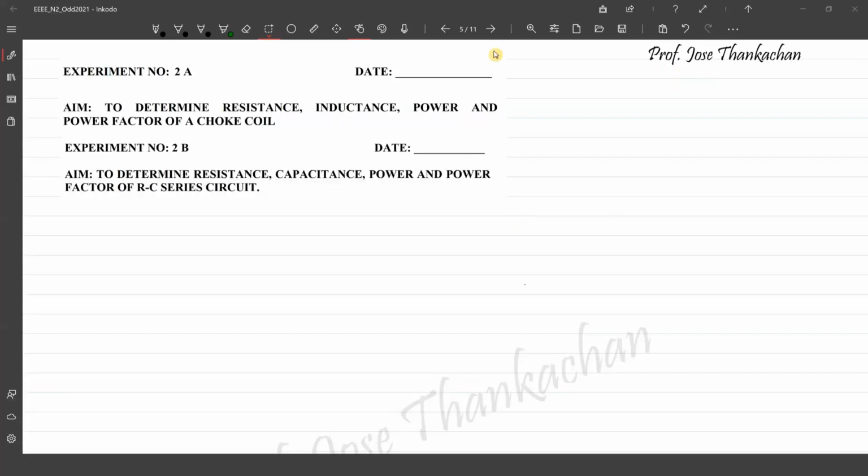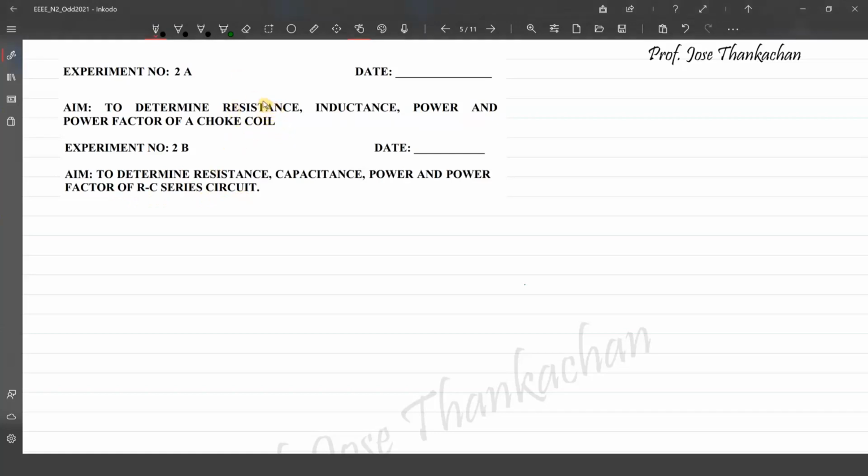Yes, sir. Okay, so today we'll be discussing experiment number 2. What is experiment number 2? Actually, it has two parts. The first one is to determine the resistance, inductance, power, and power factor of a choke coil. The second one, the 2B part, is to determine the resistance, capacitance, power, and power factor of an RC series circuit.